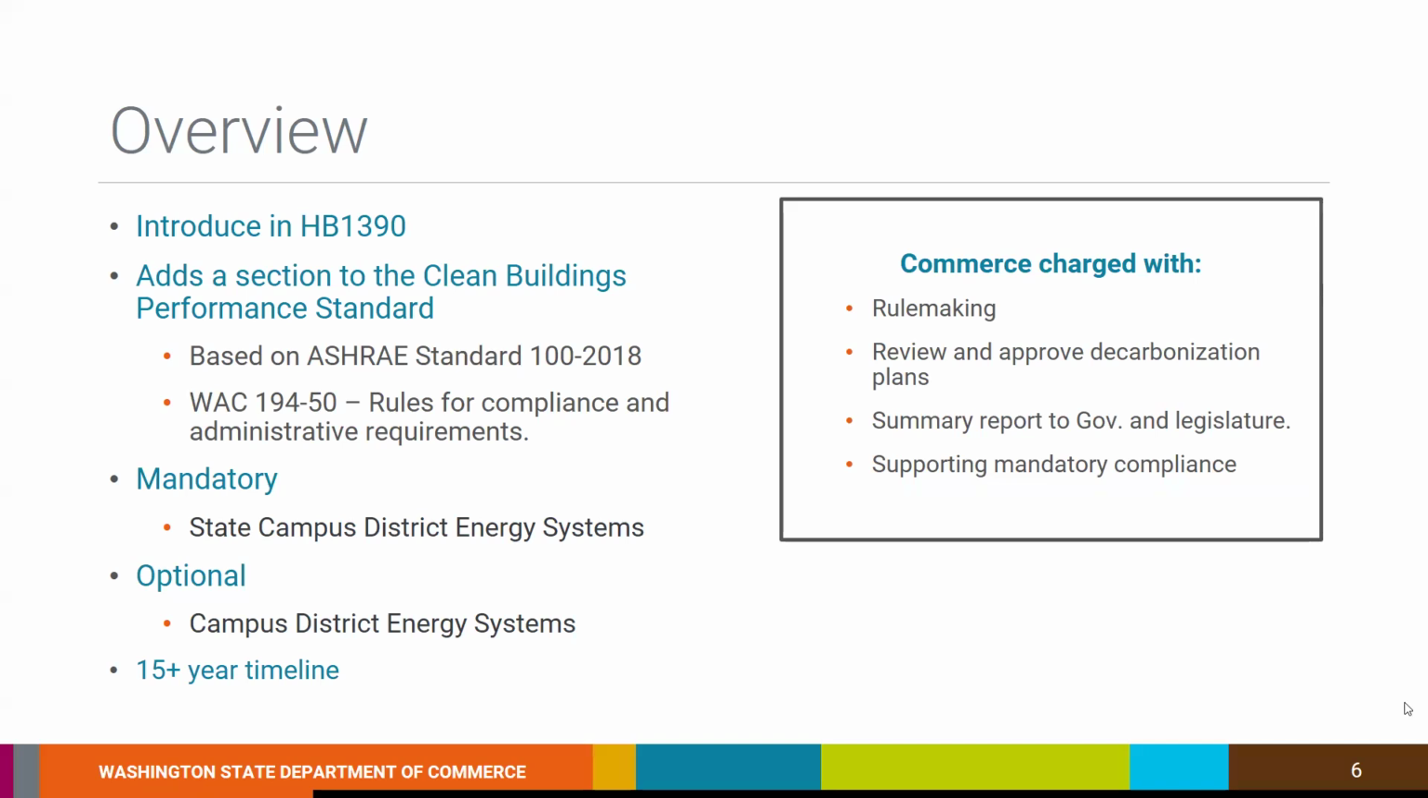The decarbonization of district energy system requirements are mandatory for state campus district energy systems and optional for campus district energy systems. We're going to go over the differences in a couple of slides and in more detail. Regarding registering and opting in to these rules, it would extend the compliance for tier 1 and tier 2 for up to 15 years.